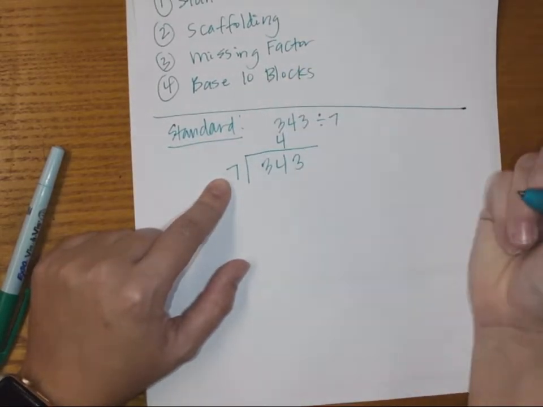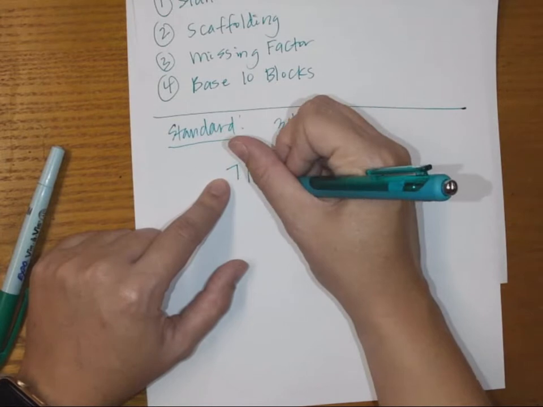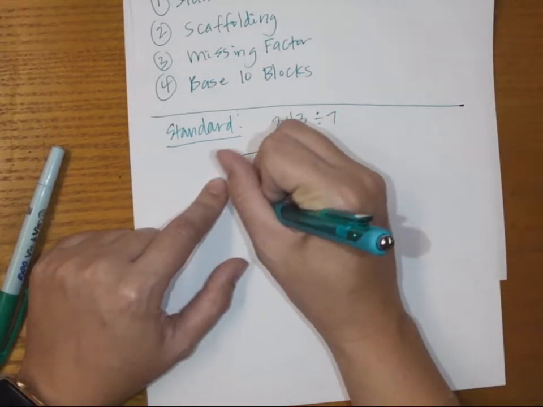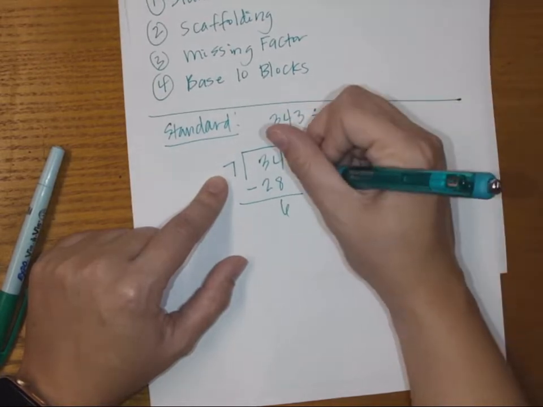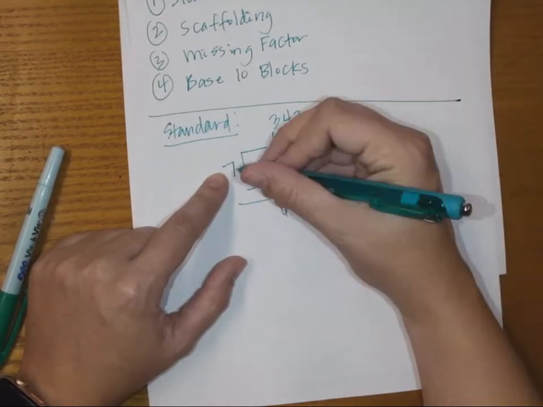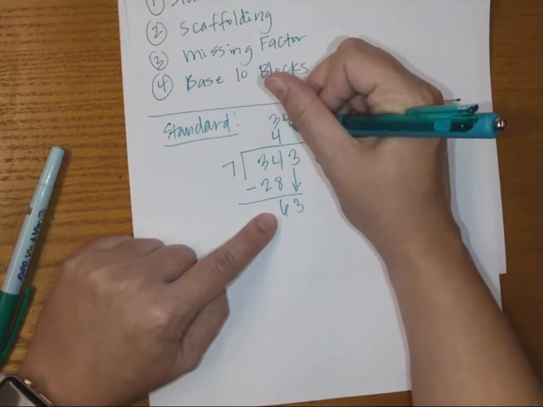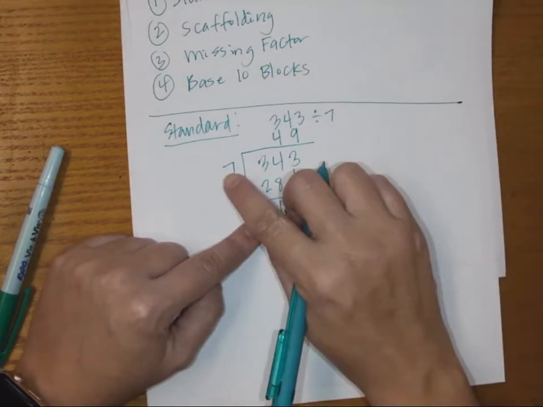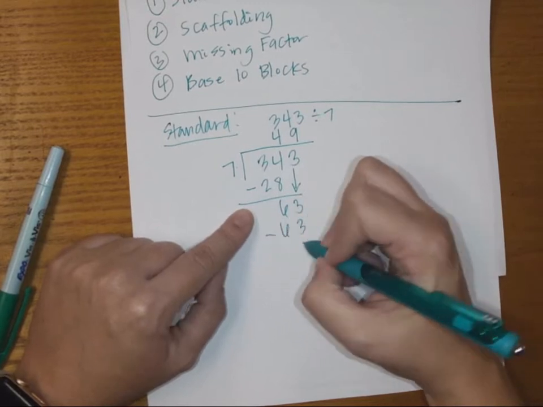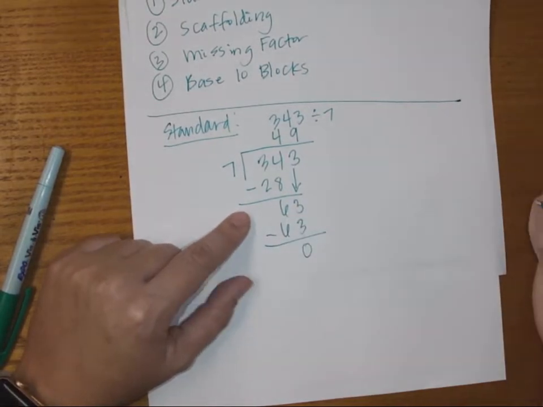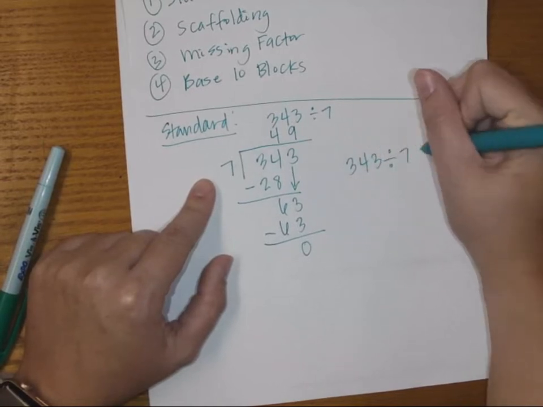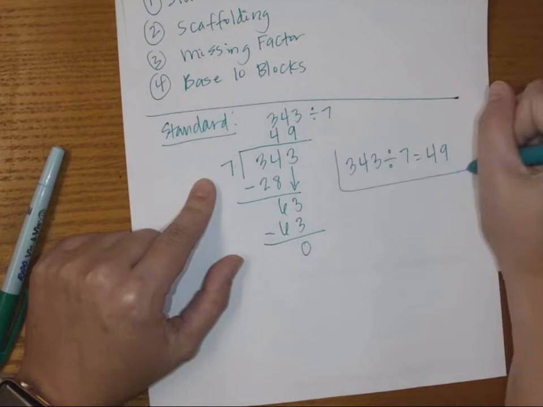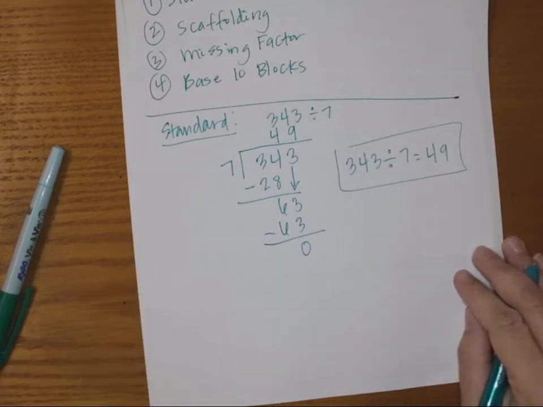Well, 7 times 4 is 28. So I do 4 times 7 is 28. Write it underneath and subtract them. 34 minus 28 is 6. And then I bring down my 3. 7 goes into 63 9 times. And 9 times 7 is 63. Subtract. I don't have a remainder here. So 343 divided by 7 equals 49. Okay, so that's just the standard algorithm.